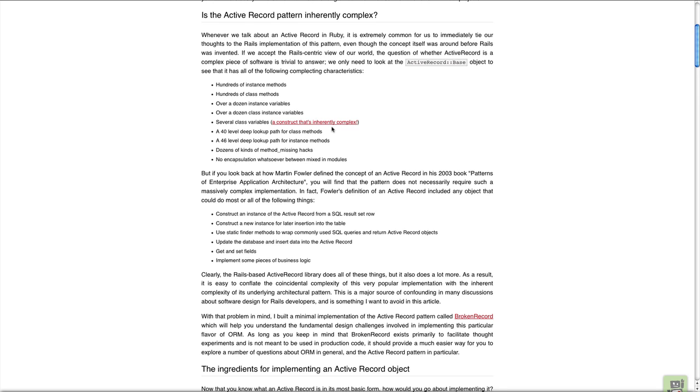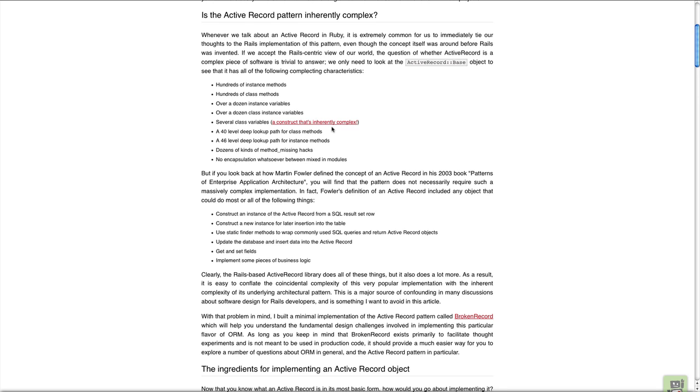But if you look back at how Martin Fowler defined the concept of active record in his 2003 book, Patterns of Enterprise Application Architecture, you'll find that the pattern does not necessarily require such massively complex implementation. In fact, Fowler's definition of active record included any object that could do most or all of the following things.